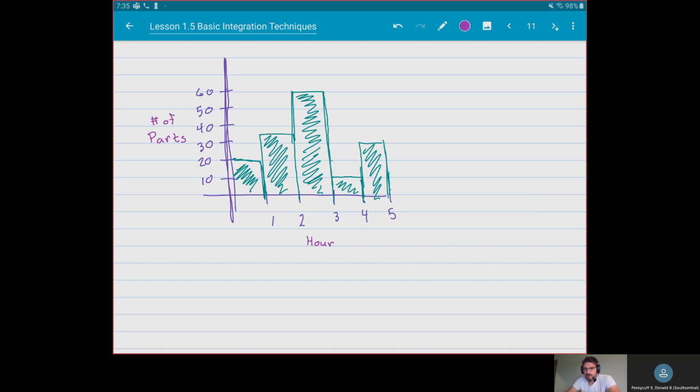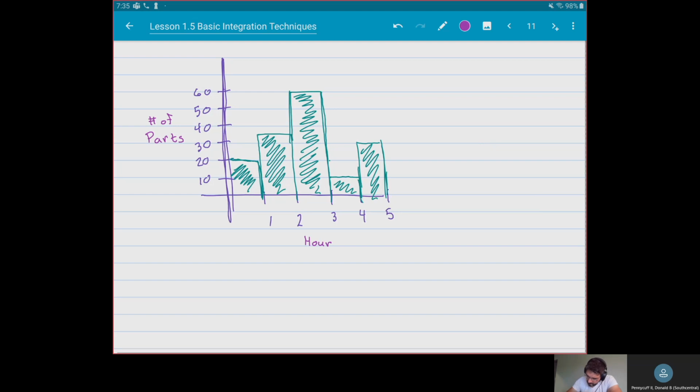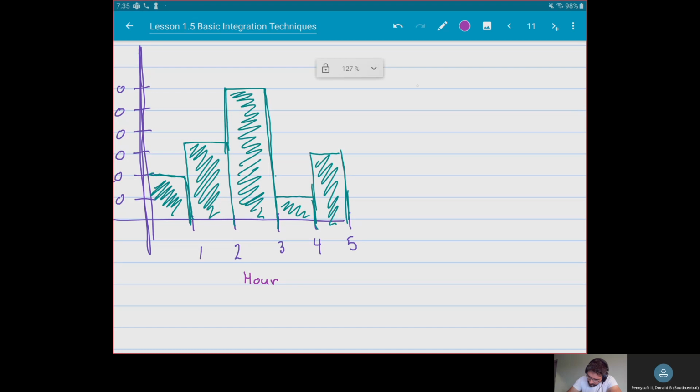So that's the main focus of today's lesson, to remind you over and over again what the integral is actually telling us and how to find it. Now, right here I have a graph of parts per hour, okay? So the first thing I want to remind you of is what the function tells us.